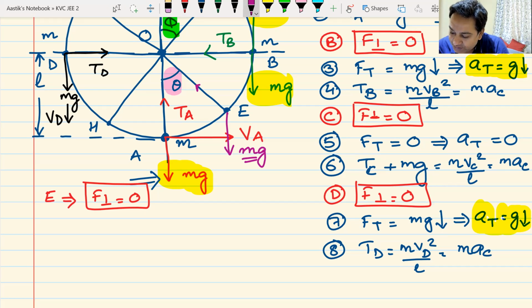My tension at point E, this is somewhat notorious, but it has to do its job. So it has to keep on changing. Right now it is like this. And the velocity at point E is always tangential. So this is the velocity at point E.